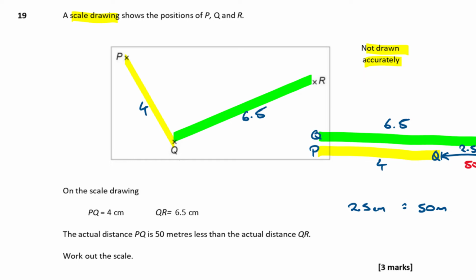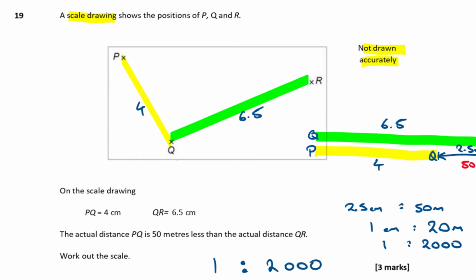So the first thing I'm going to do is divide both sides by 2.5. So 2.5 divided by 2.5 is 1, so it's 1 centimeter to, and then 50 divided by 2.5 should be 20. So 1 centimeter goes with 20 meters. And if you remember, there are 100 centimeters in a meter, so actually that scale is 1 to 20 times 100. The scale is going to be 1 to 2000. That's my answer, 1 to 2000.